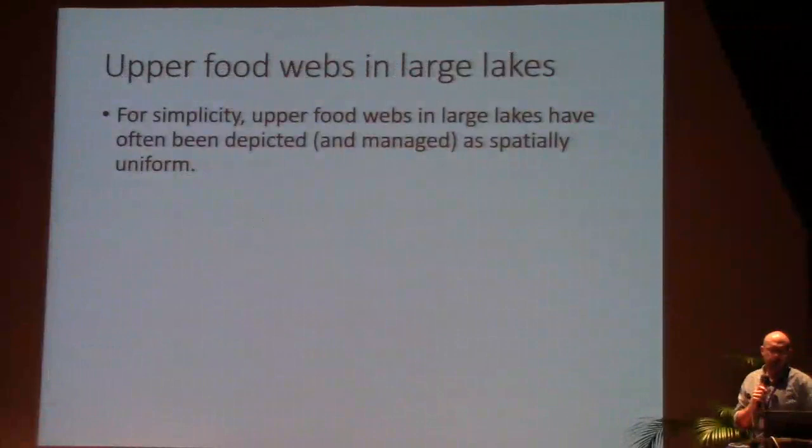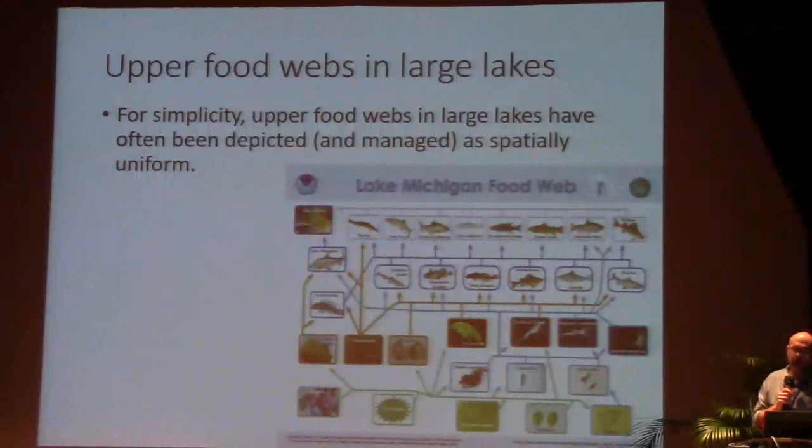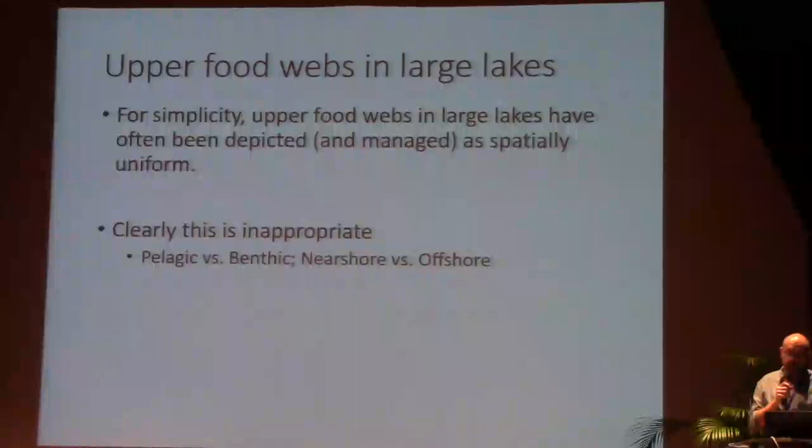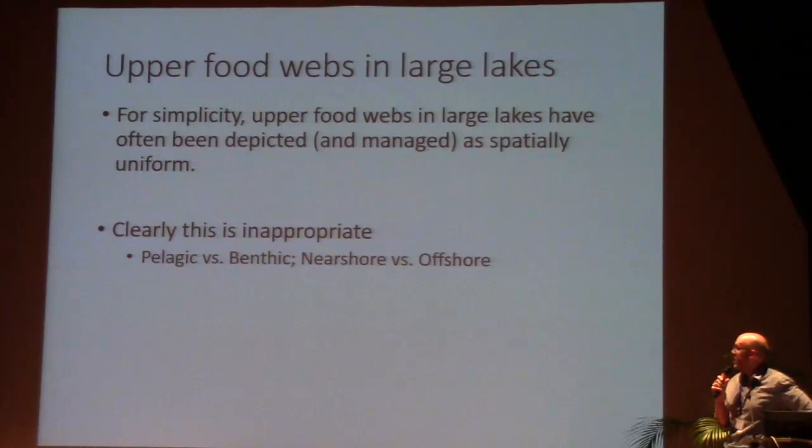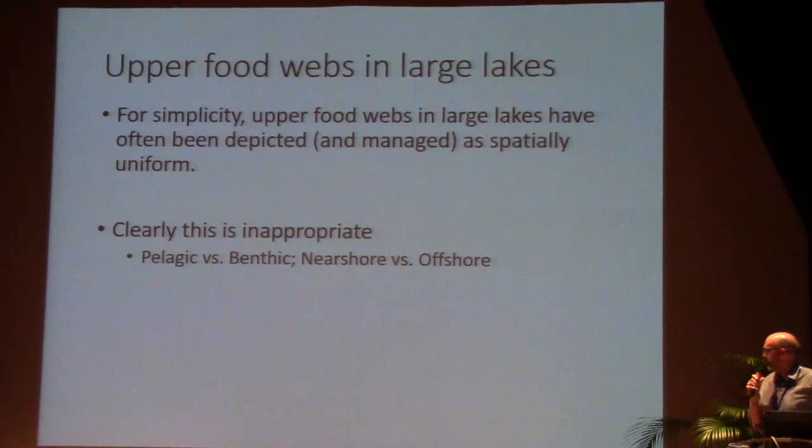For simplicity, upper food webs are often depicted in large lakes as being spatially uniform. For instance, this is an image that the NOAA Great Lakes Environmental Research Lab uses to depict the Lake Michigan food web. And clearly, this sort of thing is inappropriate. In the Laurentian Great Lakes, there's been a lot of focus over the last couple of decades on variation between pelagic and benthic production and nearshore versus offshore production supporting the food web.